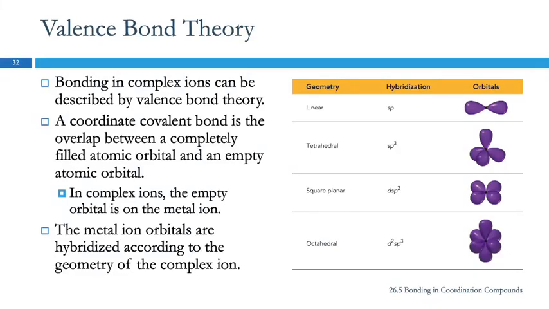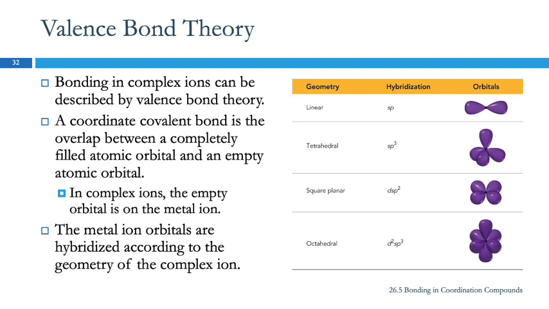Valence bond theory. Remember valence bond theory from Chem 1A? You might want to review that for the final. So we can describe the bonding in complex ions using valence bond theory.